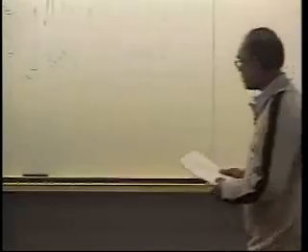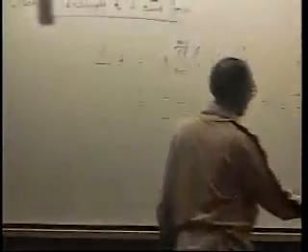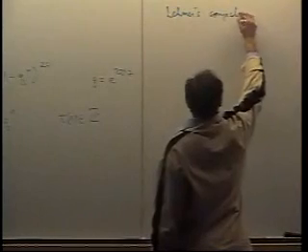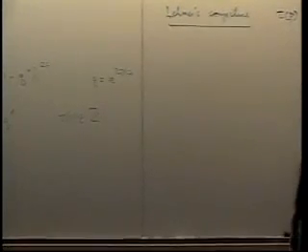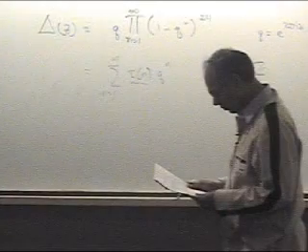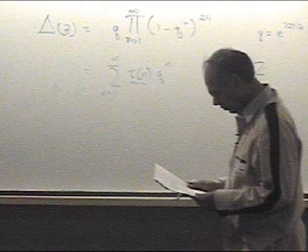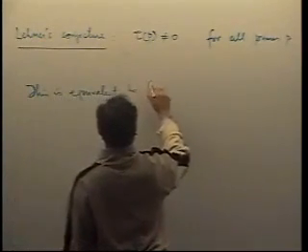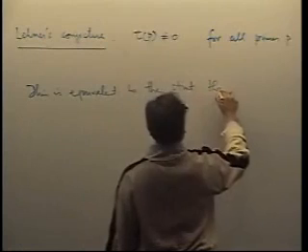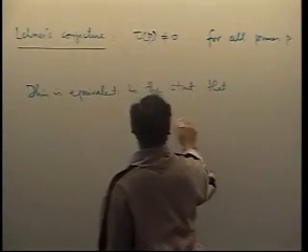But now there are some problems about this. First is Lehmer's conjecture, which is the conjecture referred to in the title of this talk. Lehmer's conjecture is the following: tau of p is never 0. This is equivalent to the statement that tau of n is never 0 for all n.